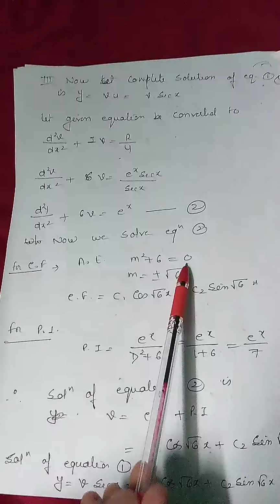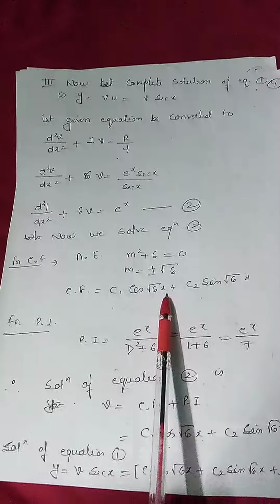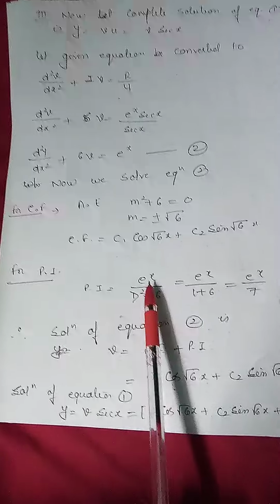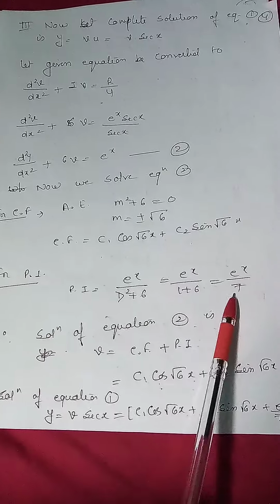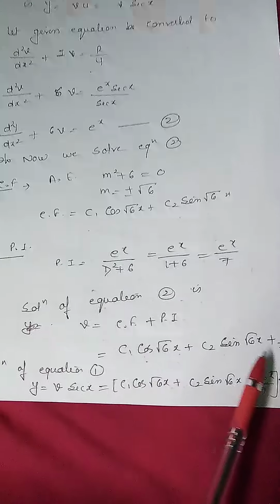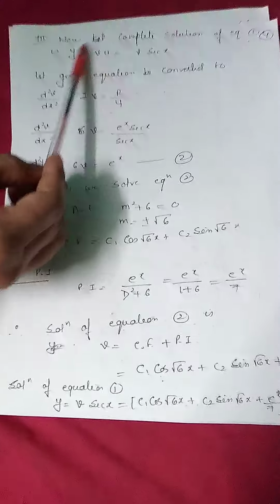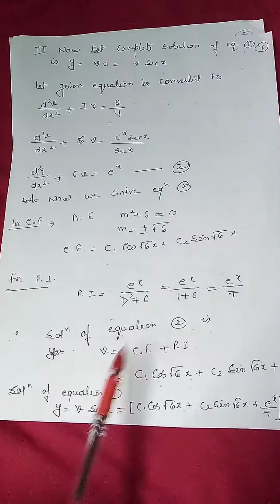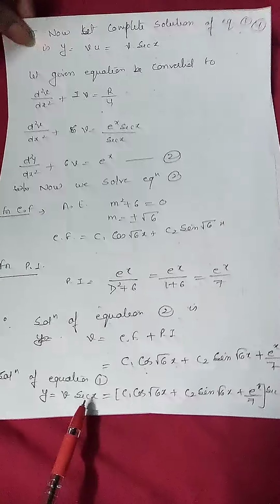m square plus 6 is equal to 0, m is equal to plus minus i root 6, so CF is c1 cos root 6 x plus c2 sin root 6 x. Now PI is e raised to x upon D square plus 6, which by the simple method is e raised to x upon 7. Solution of equation 2 is v is equal to CF plus PI, and the solution of equation 1 is y is equal to vu. Then putting this v here, this y gives the solution of equation 1.